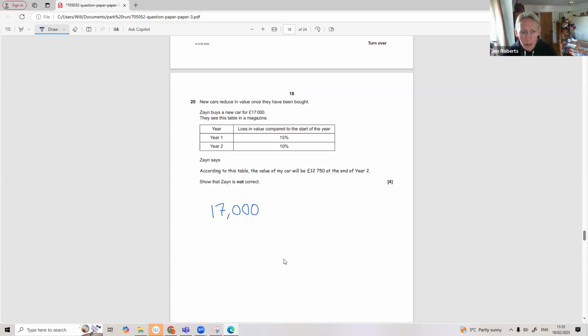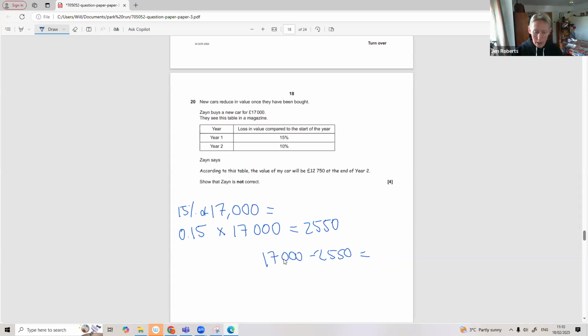I'm going to reduce it by 15%. What's 15% of 17,000? Change this to a decimal, 0.15 times 17,000 is 2,550. I'm going to reduce 17,000 by that amount, so we need to take it off. So 17,000 take away 2,550 means at the end of year one, his car costs 14,450.